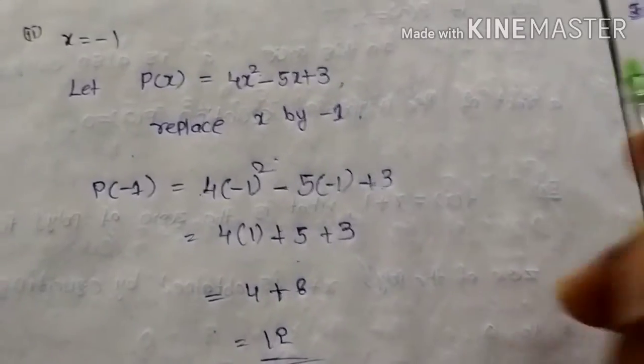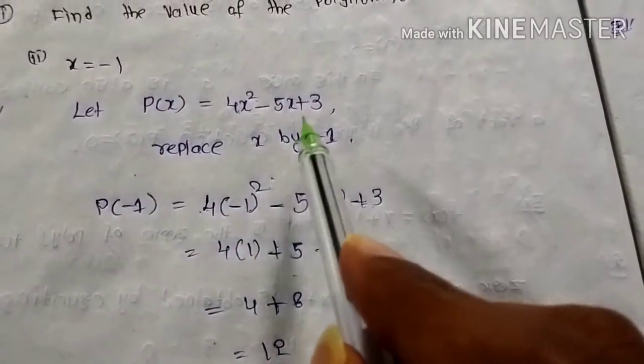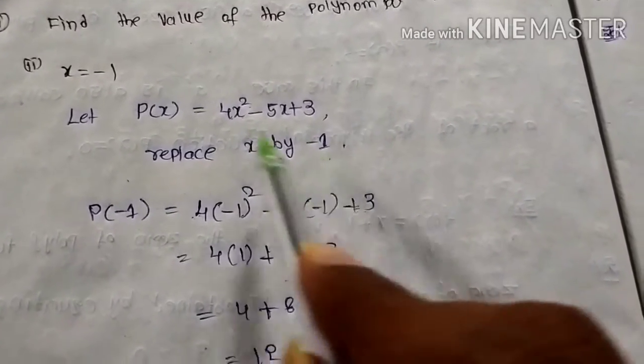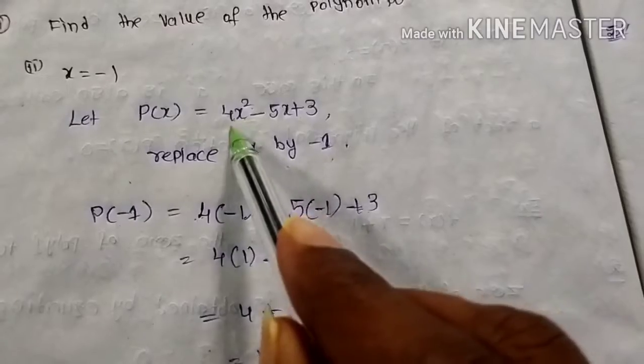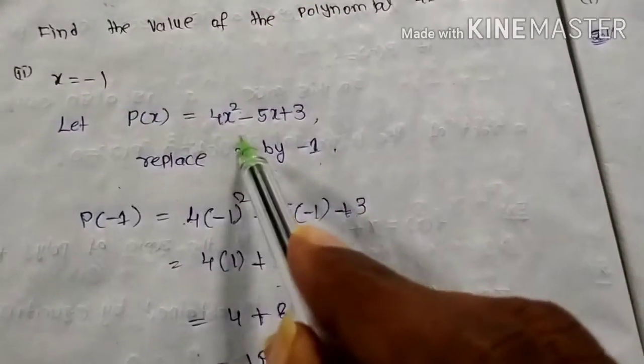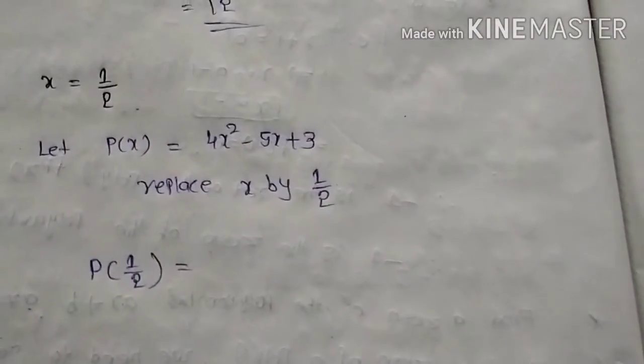Very, very easy. See here, first take p of x is equal to the given value. Next, substitute what they have mentioned in the problem. x is equal to minus 1. You can write here minus 1: 4 into minus 1 whole square minus 5 into minus 1 plus 3. If it is given 2, you can write 4 into 2 square minus 5 into 2 plus 3. Very, very easy problems. Next, one more problem.